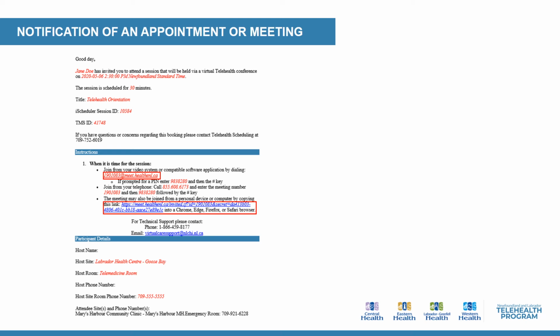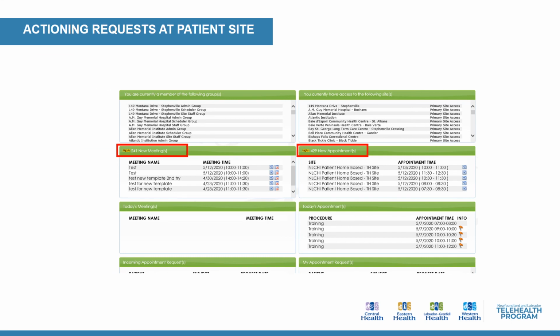Please note, some providers prefer for their appointment and dialing information to be sent in an appointment whiteboard report, as opposed to receiving appointment email notifications. Please view the Telehealth iScheduler Appointment Management video for more information. iScheduler users at the patient site are able to view new meeting and new appointment requests on the home screen of iScheduler. Please view the Actioning Incoming iScheduler Request video and user guide for more information.